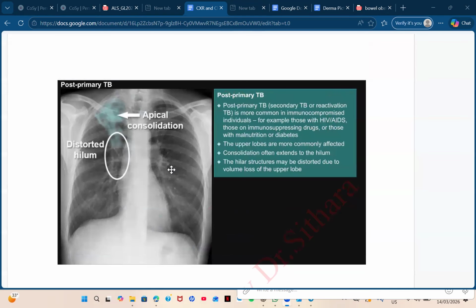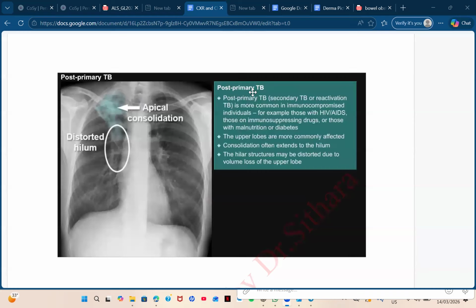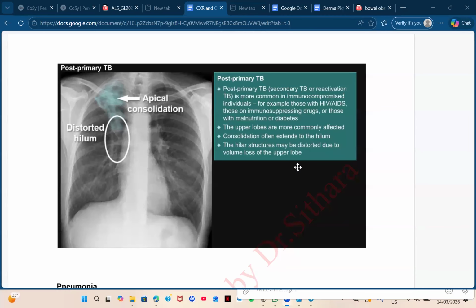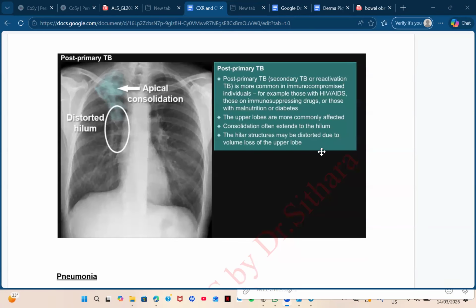Then what else here? Post-primary TB is most common in immunocompromised individuals, for example those with HIV, immunosuppression or immunosuppressive drugs, malnutrition, or diabetes. The upper lobe is more commonly affected here. You can see, right, atypical consolidation in the upper lobe. The hilar structures may be distorted due to volume loss in the upper lobe. Consolidation often extends to the hilum, and here it extends to the hilum as well.